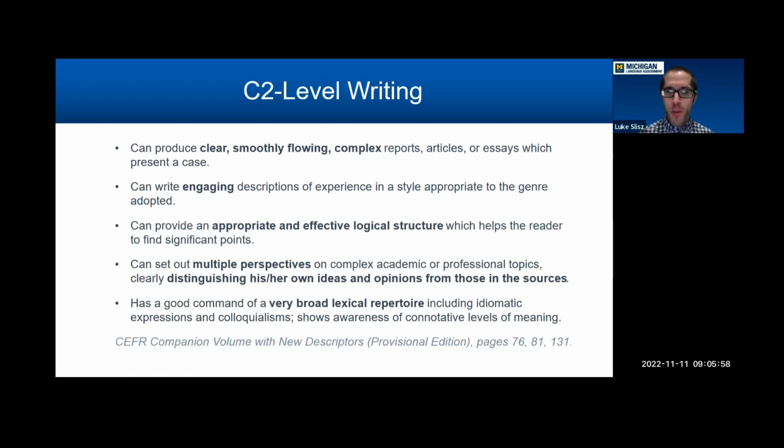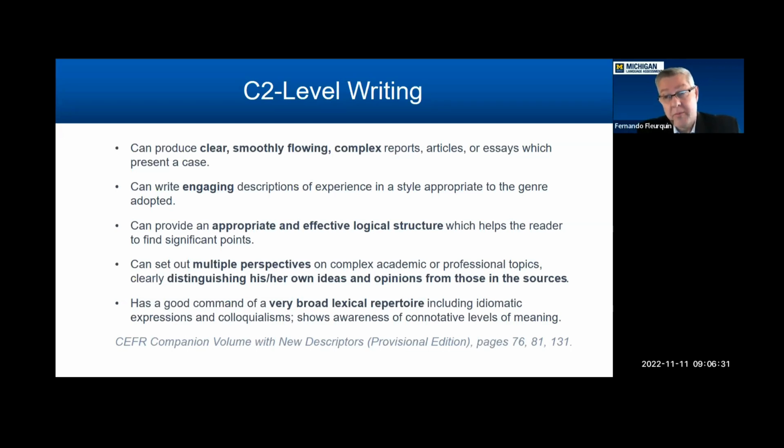And as I mentioned before, there should be multiple perspectives on the topic, which will be complex of an academic or a professional nature. So there should be multiple opinions about that topic, including the student's own, which should also be clear to the reader when they're rating the response. And then finally, there should be a very broad lexical repertoire of idiomatic expressions and colloquialisms. So we want a wide range of vocabulary and grammar being used accurately and consistently throughout the response.